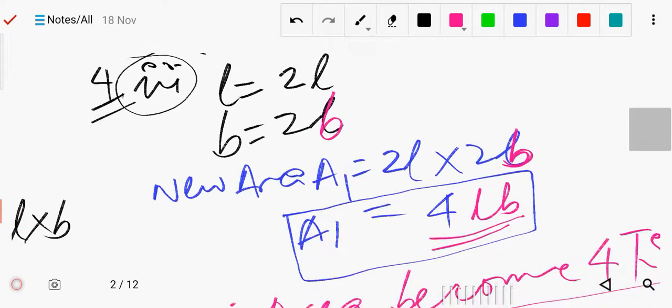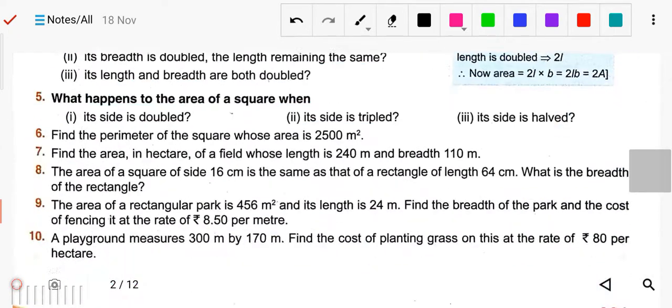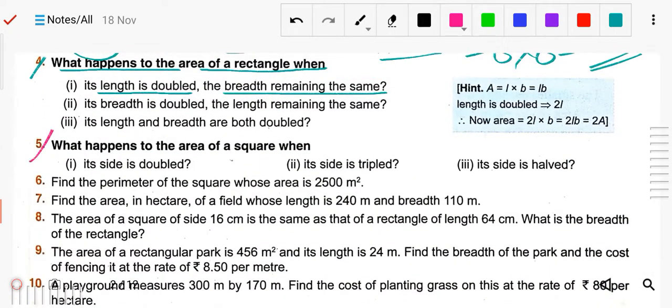So this conclusion you have to write only. Now the next question, number 5: what happened to the area of a square when...? You have to do the same thing as we have done in number 4, only you have to write the formula of the square. One question I will solve for you: the side is halved. In the same way you can solve number 2 and 1.